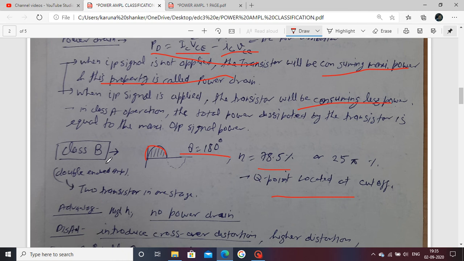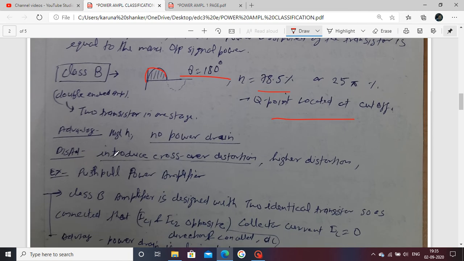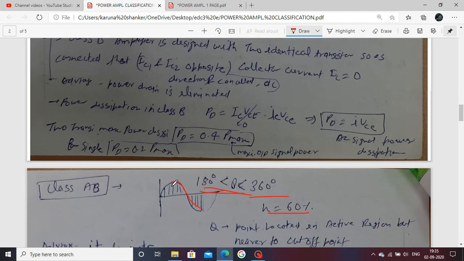Okay, next we move to class B. In class B, the advantage is the high efficiency, 78.5%. There is no power drain by using class B. The disadvantage here in class B is the crossover distortion and higher distortion. The example of class B is the push-pull power amplifier, used in the next lecture. Also see the working, which is also explained in the next lectures.